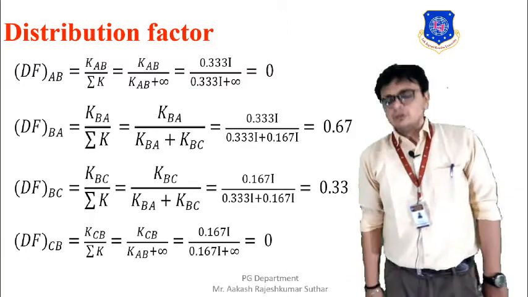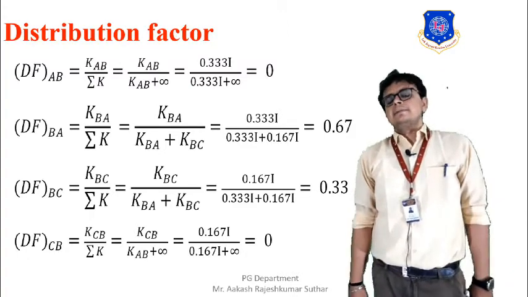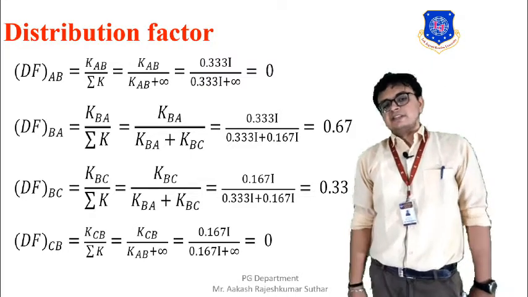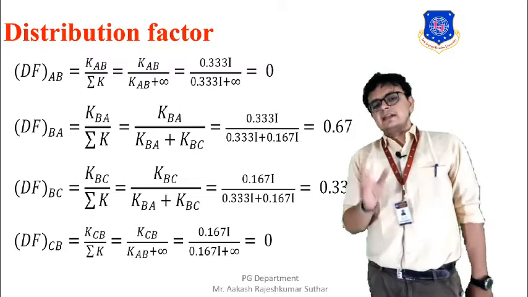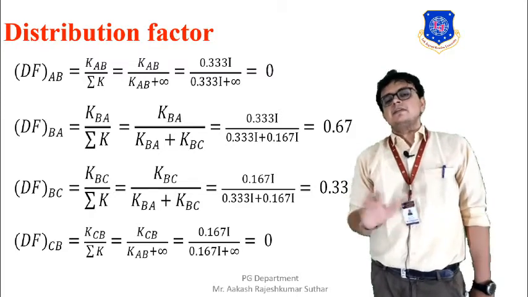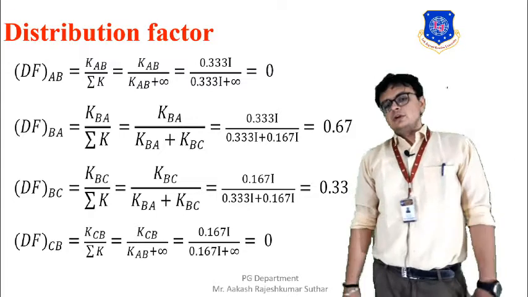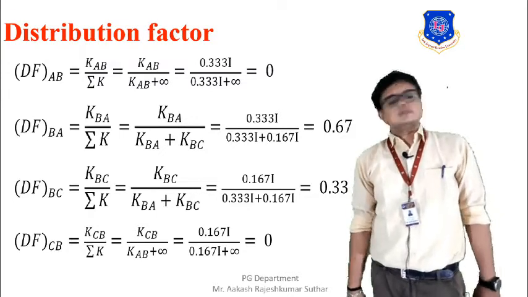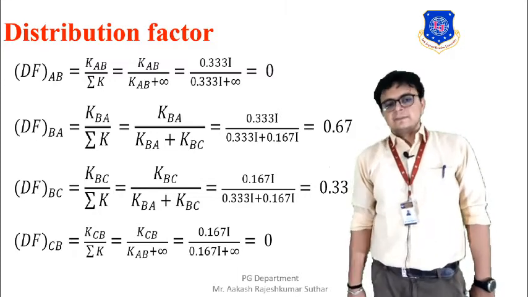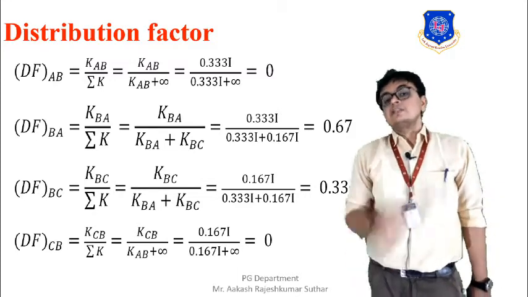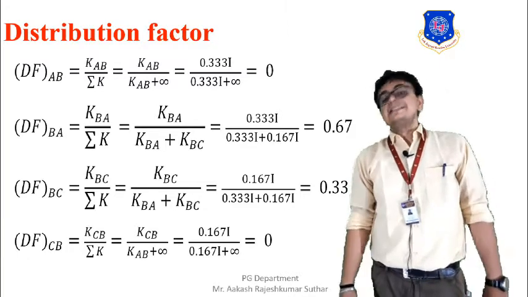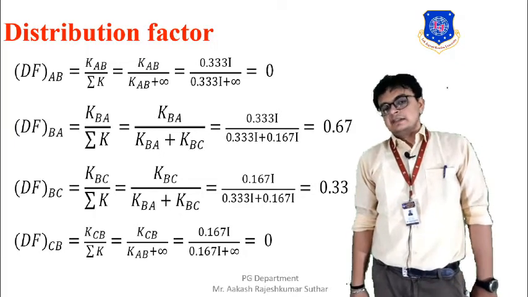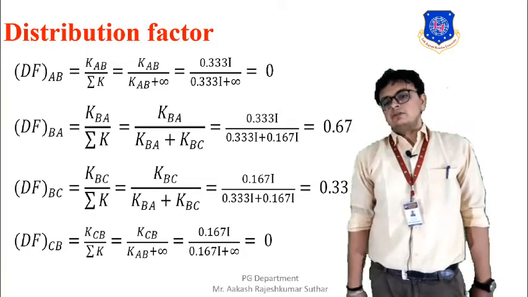Now moving towards the member CB. CB has the joint C, which has only one member, that is CB. It doesn't have any other member. So 0.167 divided by 0.167 plus infinity will again be 0, and ultimately we can say that the distribution factor at the supports here is 0 only. We only have to take the distribution factor at the joints, so the joints we have found.